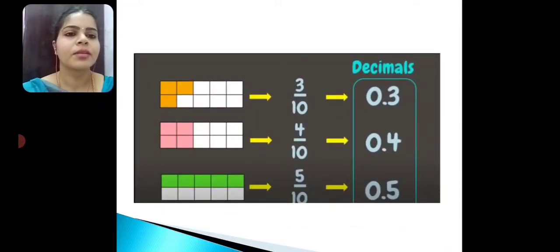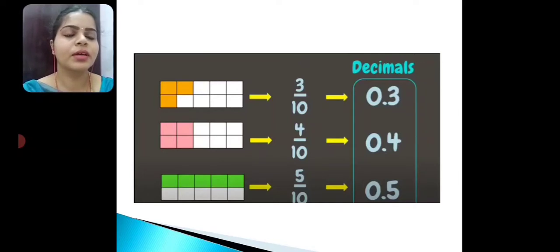Here, a rectangular box is divided into 10 equal parts. In the first figure, 3 parts are shaded. In fraction form, we write it as 3 by 10. In decimals, we write it as 0.3. In the second figure, out of 10 equal parts, 4 equal parts are shaded. In fraction form, we write it as 4 by 10. In decimals, we write it as 0.4.